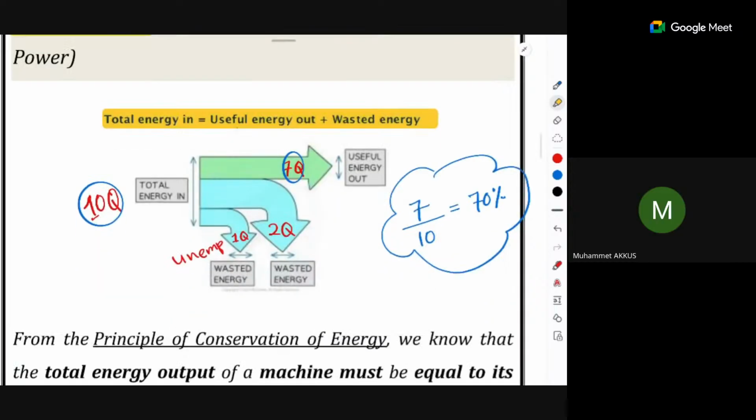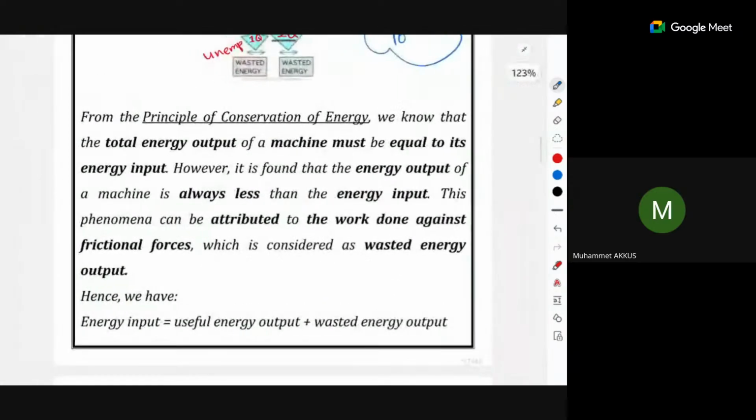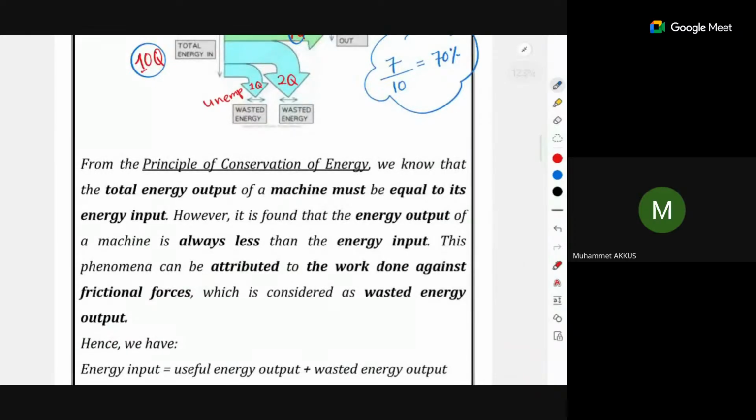I said that your efficiency is basically 70%. It means that the total given is 10. Out of 10, 7 was useful, plus 3 was wasted. So the total is the sum of useful and wasted. Okay, got it? Okay.